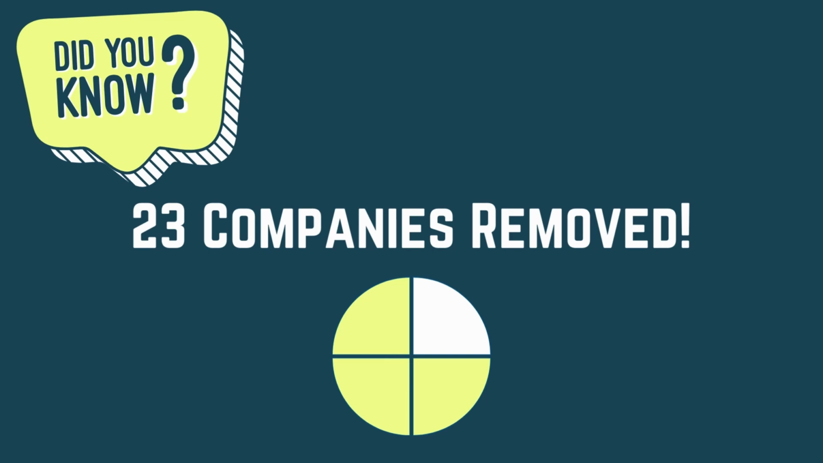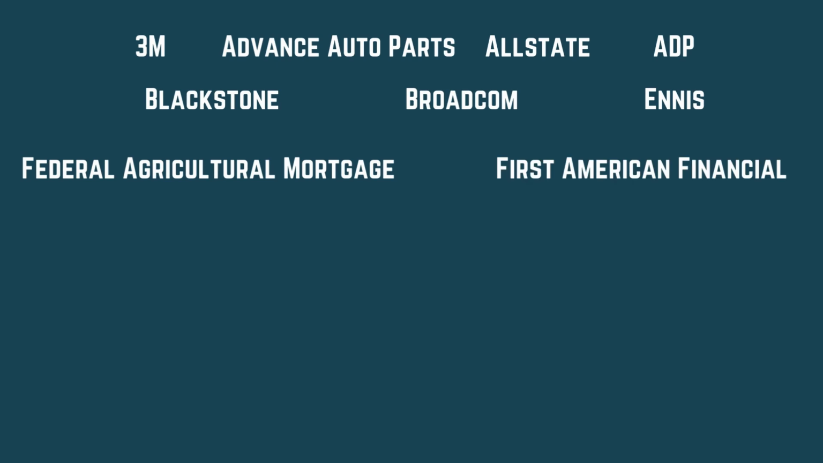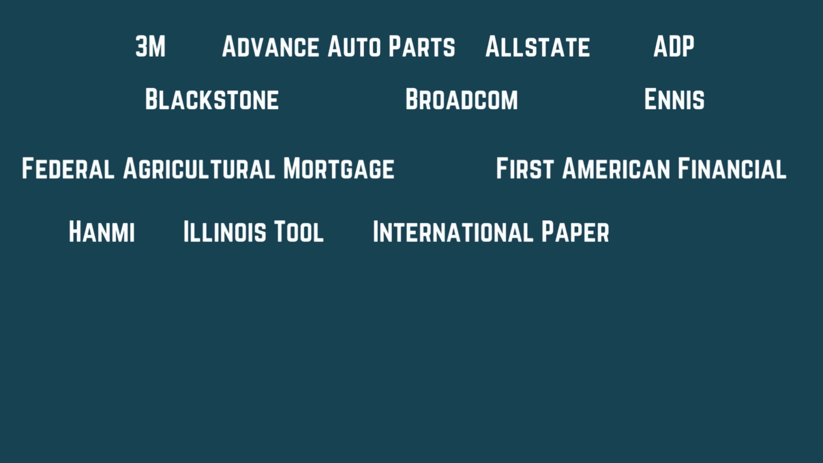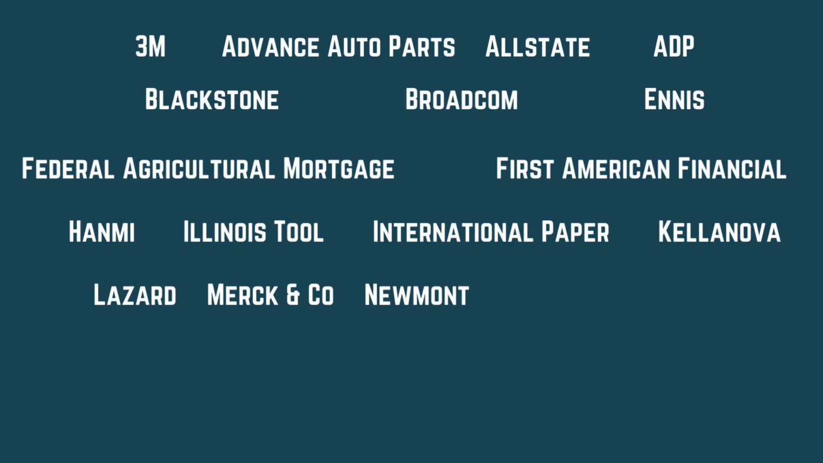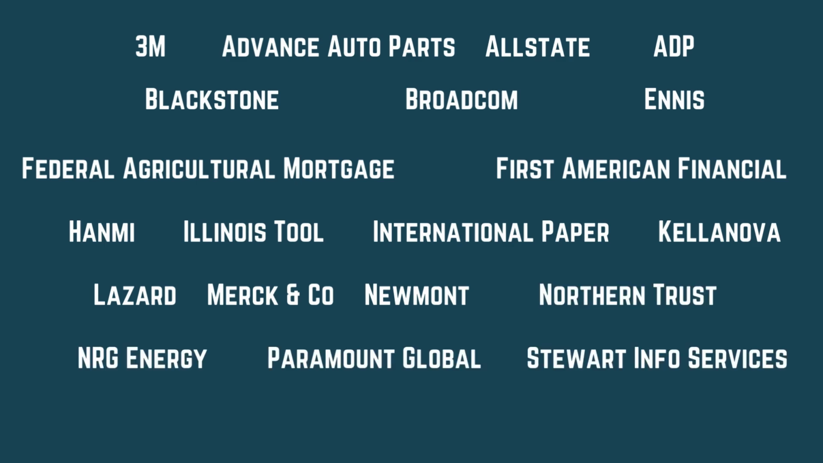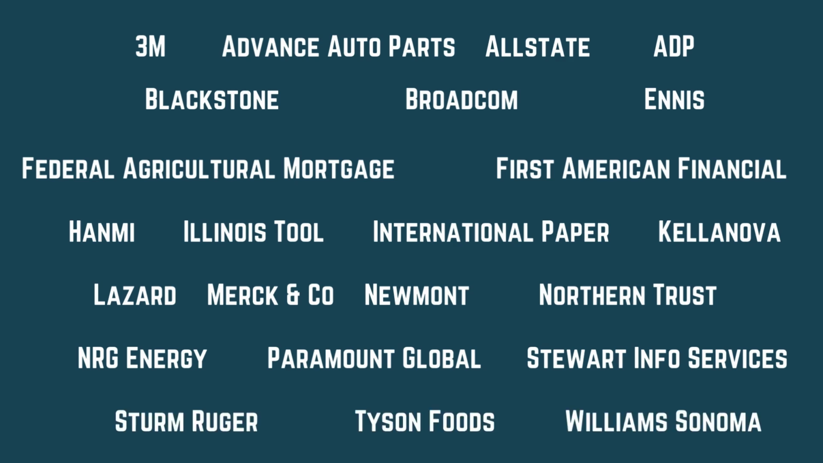They're out. So here are the companies we're saying goodbye to: 3M, Advance Auto Parts, Allstate Corporation, Automatic Data Processing, Blackstone, Broadcom, Ennis Incorporated, Federal Agricultural Mortgage, First American Financial Corp., Hanmi Financial, Illinois Tool Works, International Paper, Kellanova, Lazard, Merck & Company, Newmont, Northern Trust, NRG Energy, Paramount Global, Stewart Info Services, Sturm Ruger, Tyson Foods, and Williams-Sonoma.